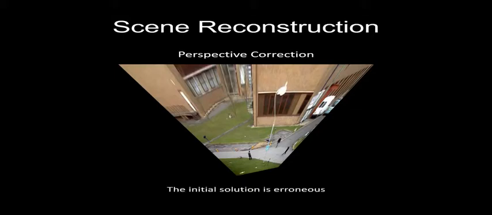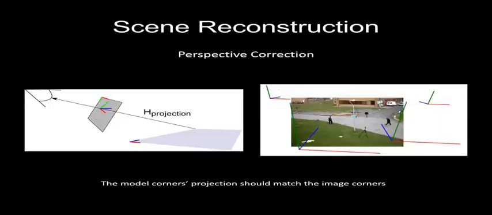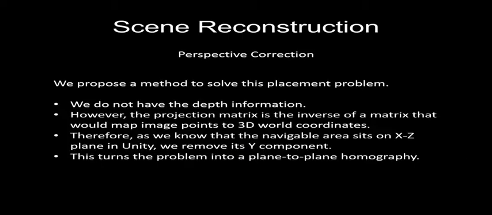In order to get an initial camera configuration, we use perspective endpoint solvers. However, the initial solution of perspective correction is erroneous because of distortions and focal length errors. For perfect placement of the model in the simulation, the model corners projection should match the image corners. We propose a method to solve this placement problem. We don't have the depth information.